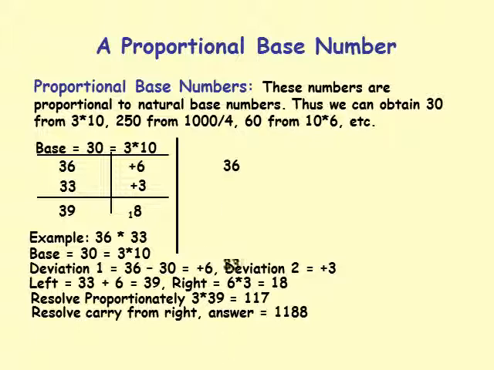Another example, 36 times 33 again, and the base number is 40. This time we'll use a base number of 40, which I get from 4 times 10. Tirthaji called this a working base. So its working base is 40, which is 4 times 10. Now we compute deviations. Deviation 1, 36 minus 40, is minus 4. Deviation 2, 33 minus 40, is minus 7.